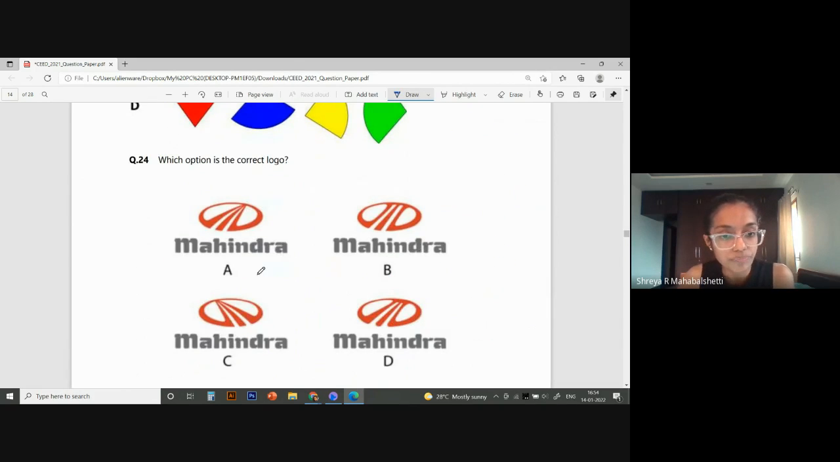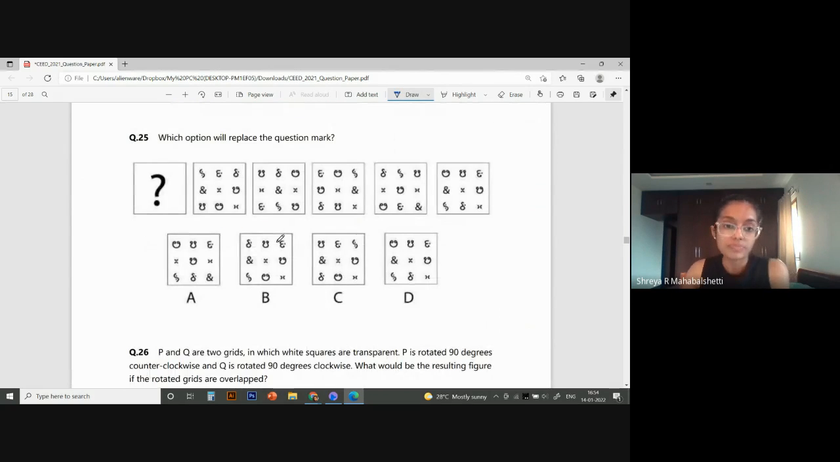I don't remember. Okay, which option is the correct logo? Mahindra. This one. Okay. Which option will replace the question mark?